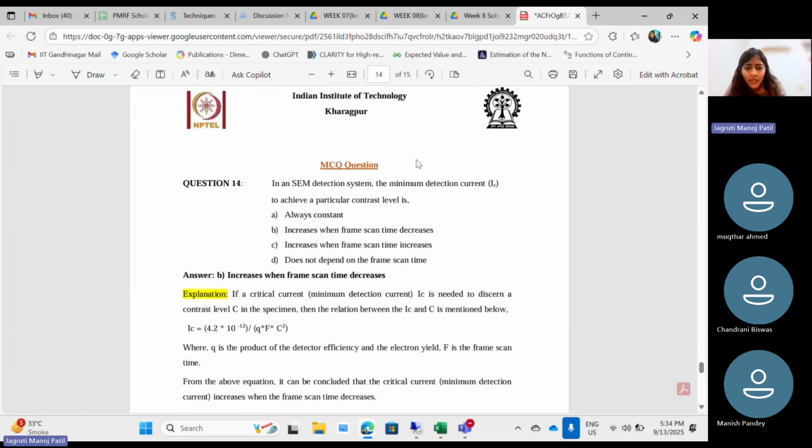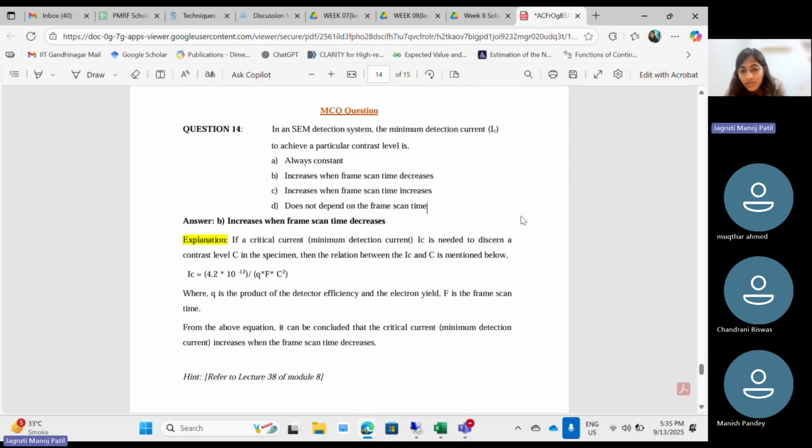Okay. And then, the minimum detection current to achieve a particular contrast will increase as what? This question could also be framed with respect to the probe size or probe diameter. How they have defined it here is: what's the minimum detection current to achieve a particular contrast level? So how much current you need so that you can get an optimum value of contrast. That will increase when the frame scan time decreases, right? If you don't have enough time to acquire one particular frame, that is when the current will increase. That is, more electrons will also come into play.